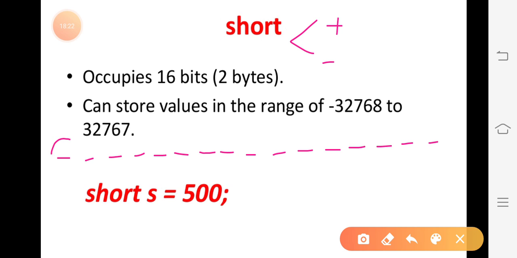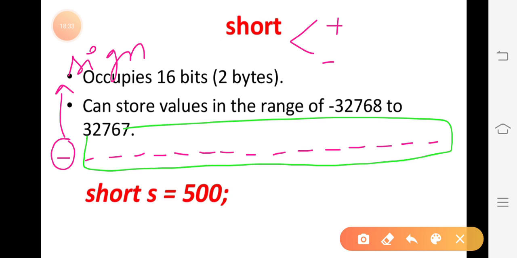Now one bit here is reserved for sign, either for positive or for negative. Now these 15 bits, you will use to store the number. So using 15 bits you can generate 2 to the power 15 numbers. 2 to the power 15 is 32768. You can generate that many numbers using these 15 bits. That many numbers for positive and that many for negative, that is, you can generate 32,768 positive numbers and the same many for negative as well.